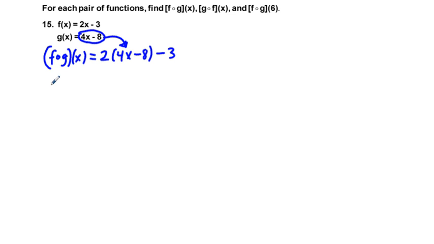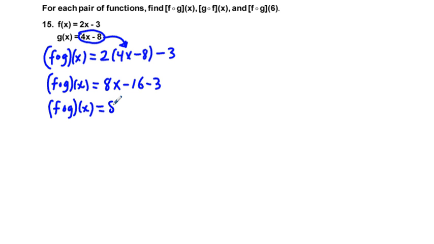And now, using the distributive property, we have f of g of x is equal to 2 times 4x, which is 8x, and 2 times negative 8, which is minus 16, and then minus 3. And so f of g of x, simplifying, is going to be 8x minus 16 minus another 3, which is 19. So f of g of x equals 8x minus 19.